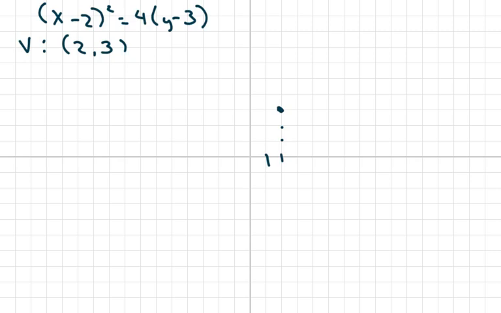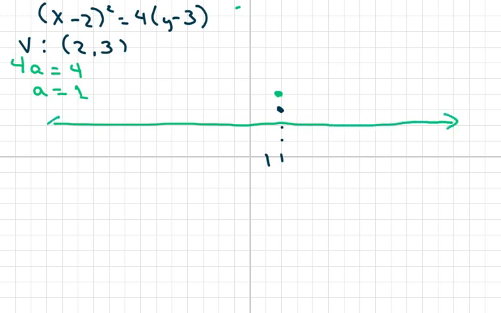That means my focus is going to go up, and my directrix is going to go down, because this opens up. Now we set 4a equal to 4, so a equals 1. So I'm going to go up 1 and down 1 for the directrix. And you can pull it right off the graph, since you already know that it's going to open up. So the directrix here is y equals 2. The focus here is 2 comma, and we added 1, so that would be comma 4.